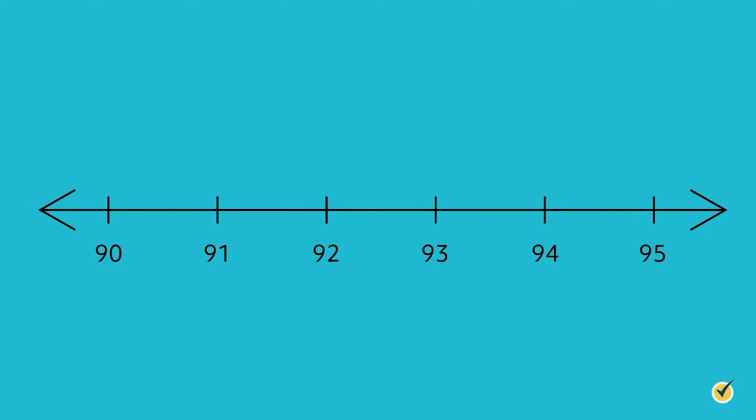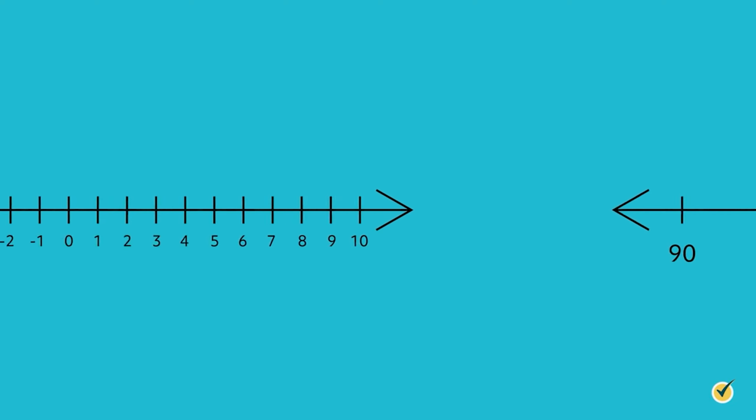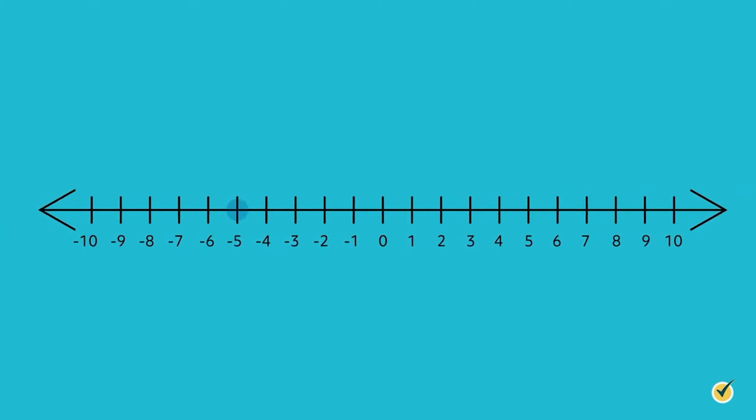In the example we just mentioned, we can use the number line to represent a test grade of 94 by putting a dot above the number like this. Plotting a negative number would happen the same way. Simply put a dot over the number you are wanting to represent. The number line here shows the number -5.